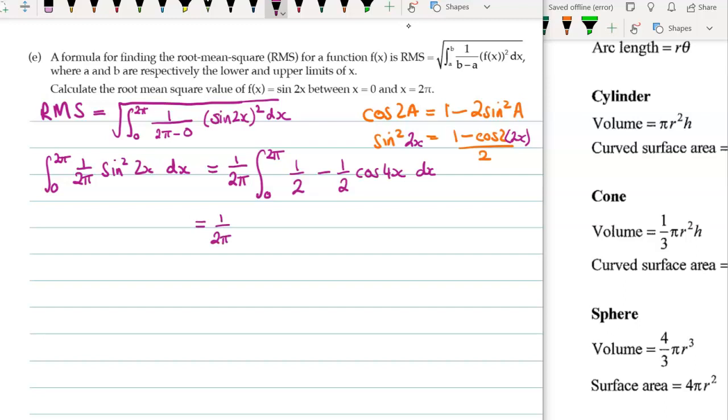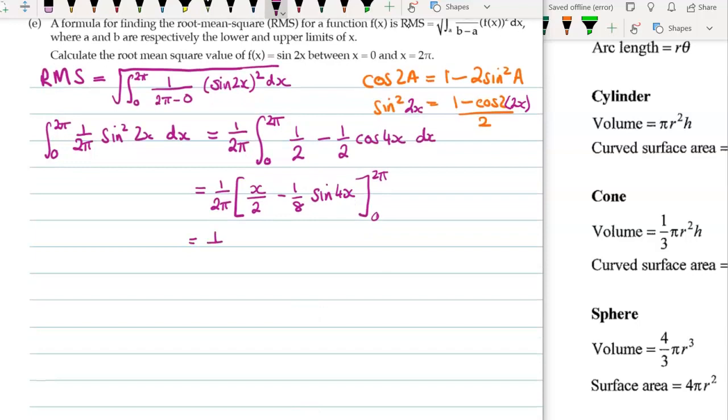So it's 1 over 2 pi. A half integrated becomes x over 2. If we integrate cos, we get sine. And then we need to divide by the 4 that's in there. So this will be minus 1/8 of sine 4x between 2 pi and 0.